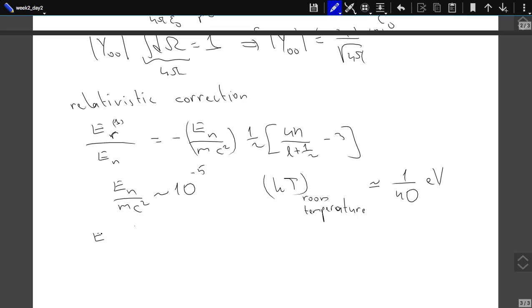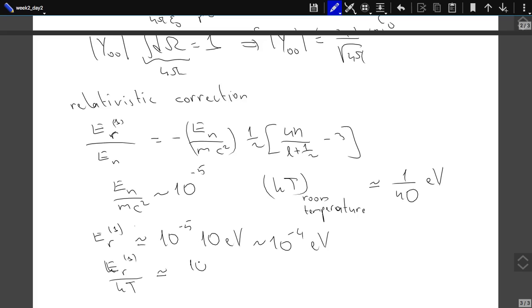Let's calculate the first correction. E_R^1 is something like 10 to the power minus 5 times E_n, which is of the order of 10 electron volts. So the first correction is of the order of 10 to the power minus 4 electron volts. And the room temperature, divided by kT, is something like 10 to the power minus 4 electron volts divided by 1 over 40 electron volts. This is something like 10 to the power minus 2.